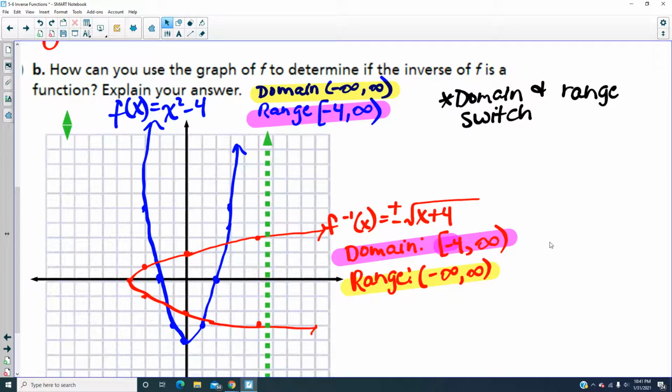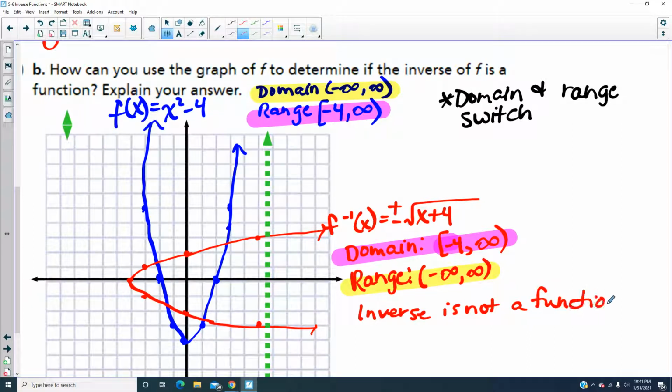So that indicates to me that the inverse is not a function. And that's okay. The inverse graph hits this vertical line twice. But I can get away without even graphing the function. I can just look at the original function.